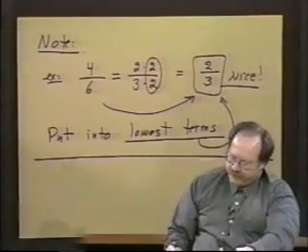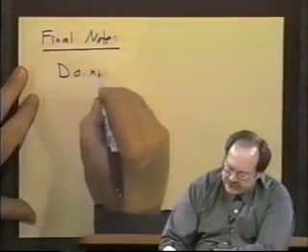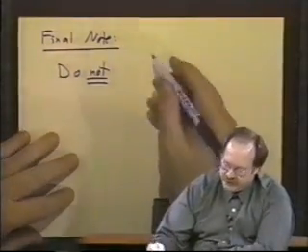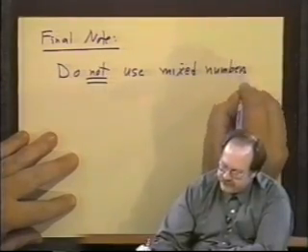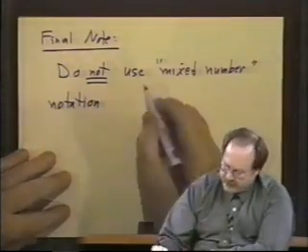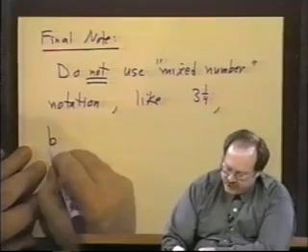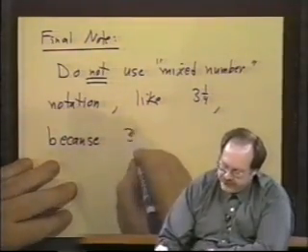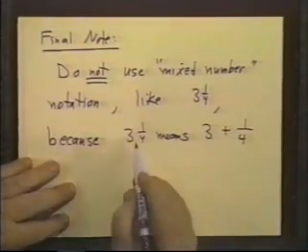All right. One final note for rational numbers before we move on to the next set of numbers. My final note here on rationals is, here I'm going to give you a stricture, do not use mixed numbers or mixed number notation. This is a notation that's very common in the elementary schools, like, for example, 3 1/4. And I'll tell you why. Because 3 1/4 means 3 plus 1/4.